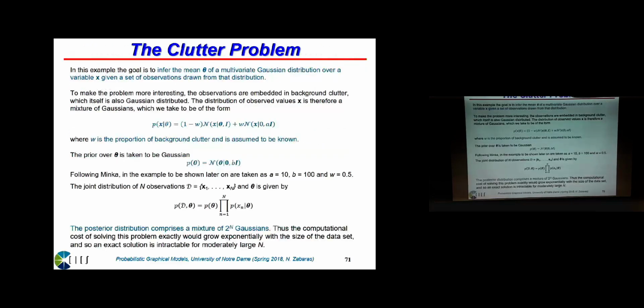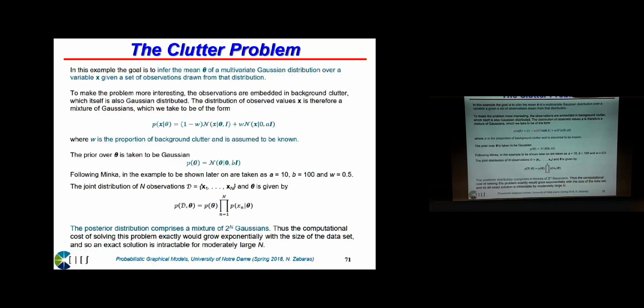So let me very briefly show you how the AP algorithm works for this clutter problem, and then hopefully we will have a few minutes so I can tell you about extending this to probabilistic graphical models so we can make connections with other algorithms. So I remind you what the problem is.